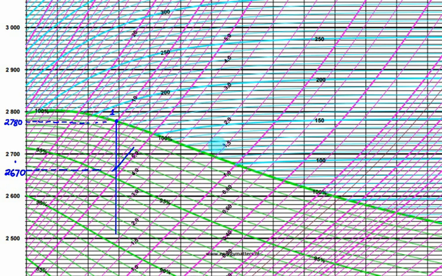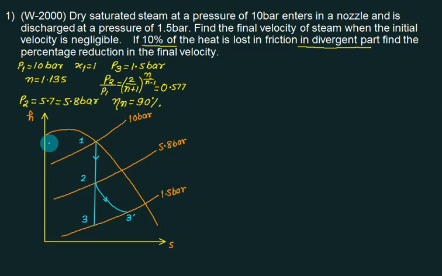What is the back pressure? The back pressure is 1.5, so record 1.5. 1.5 is here, this is the 1.5 line, and it intersects. So look at this point. What is the corresponding enthalpy at this point? What is the value recorded? We have H3 dash, it is 2450.